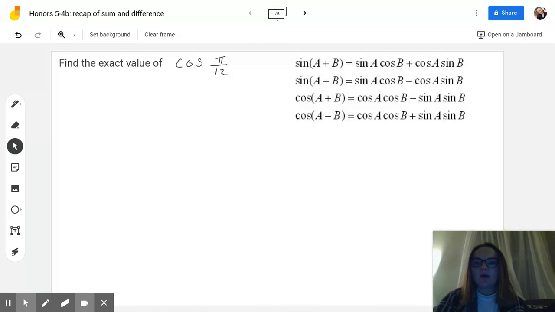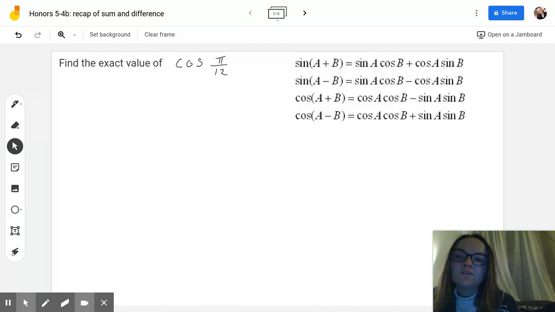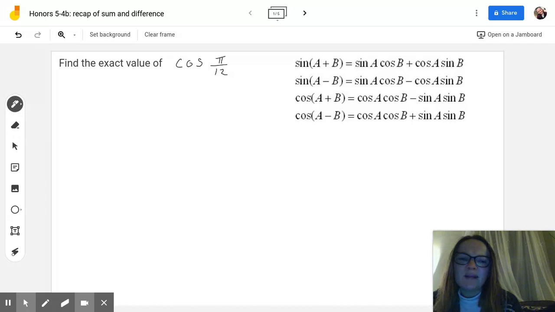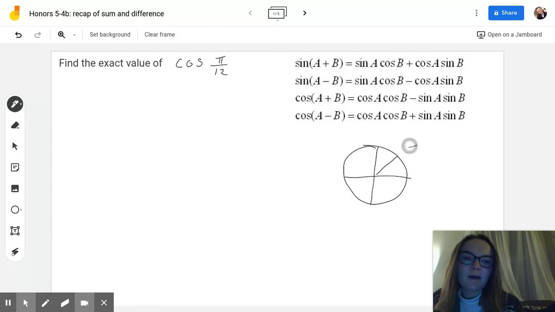Okay, so hopefully you started that. We're going to start this now. First thing I want to do is identify some sums or differences that are going to either add or subtract to pi over 12. Some things that I do know on my unit circle would be like pi over 4. I know pi over 6. And I know like pi over 3.